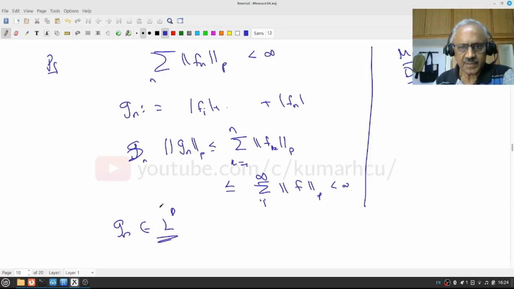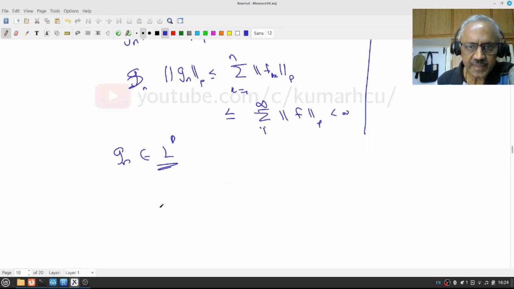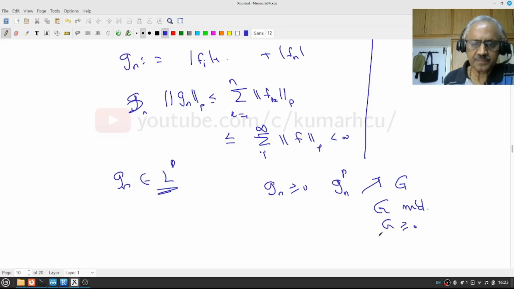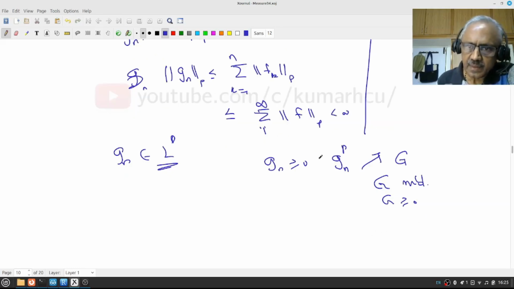That we know because Gn is a vector space, therefore no problem. Right? Okay. Now notice that Gn are non-negative, and Gn are in LP, therefore Gn in LP converges to something. Call it G. Then G will be measurable and G will be non-negative. But since it is non-negative, I can write it as G power P. Therefore G power P will also be non-negative and measurable.